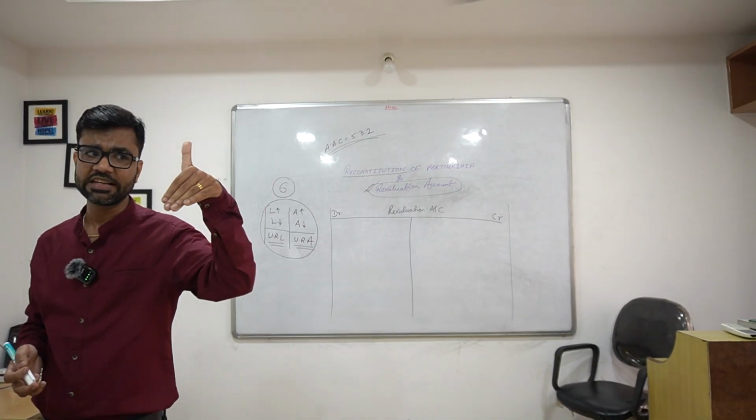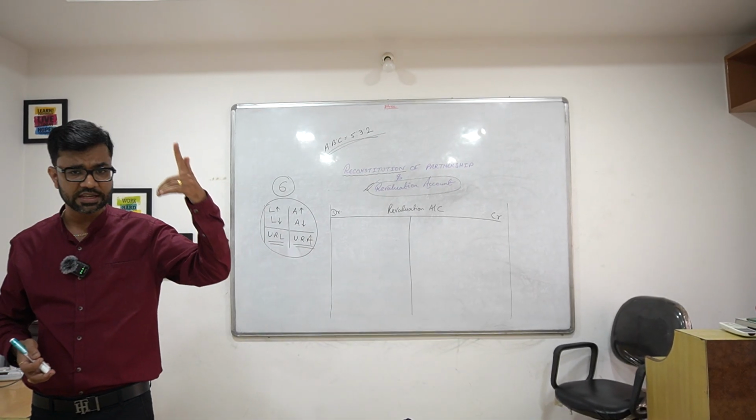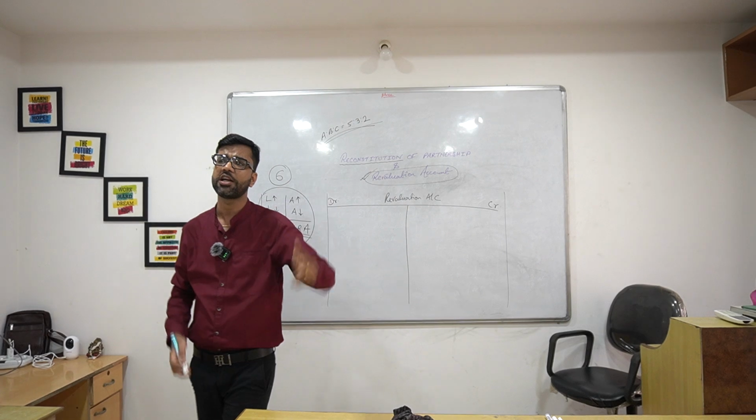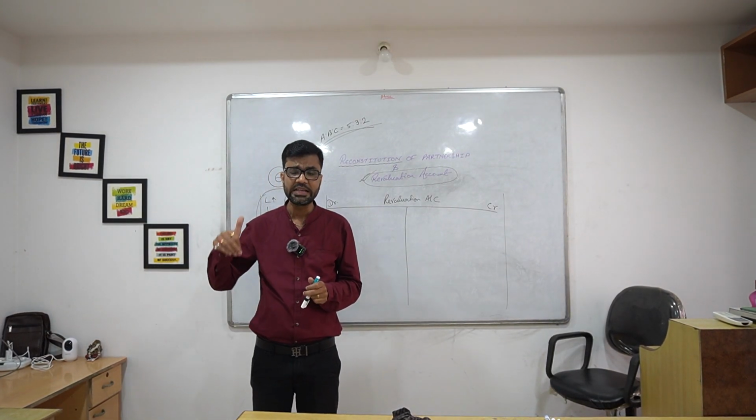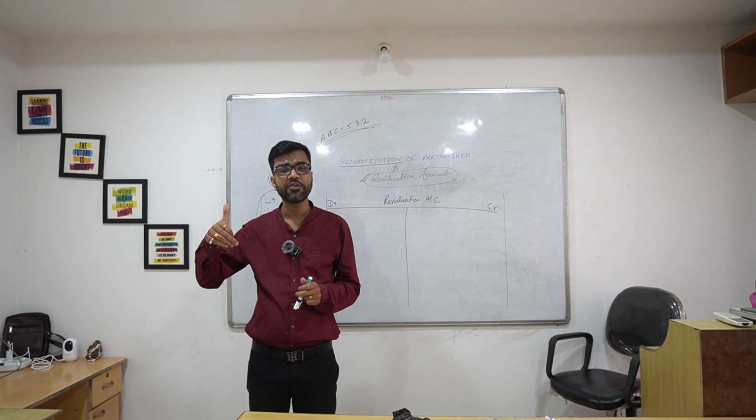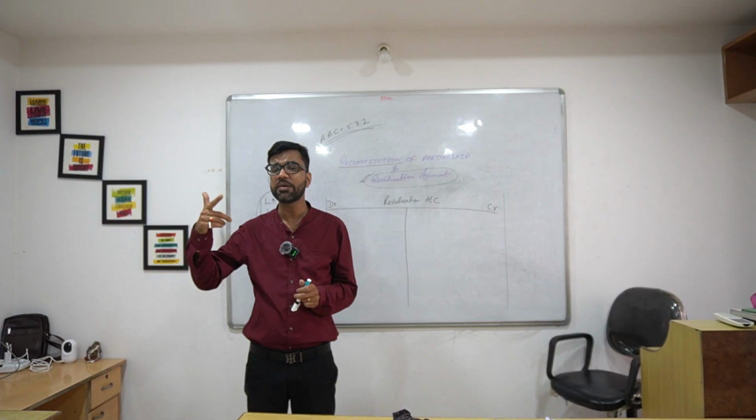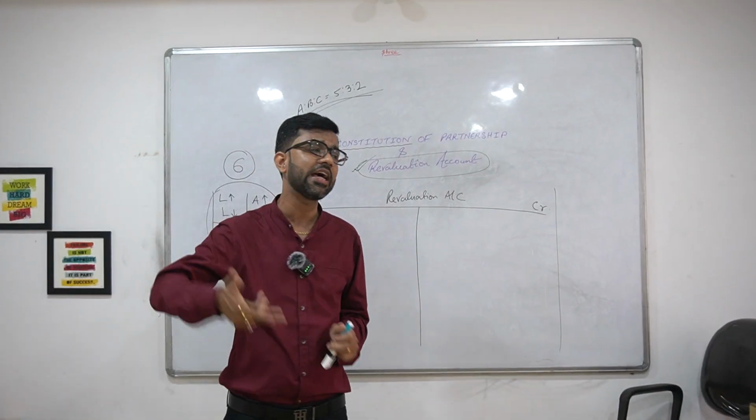Number 1, increase in asset. Number 2, decrease in asset. Number 3, unrecorded asset. Number 4, increase in liability. Number 5, decrease in liability. And number 6, unrecorded liability.